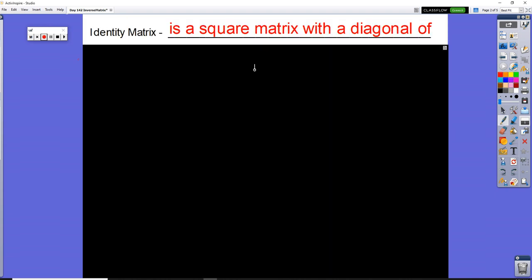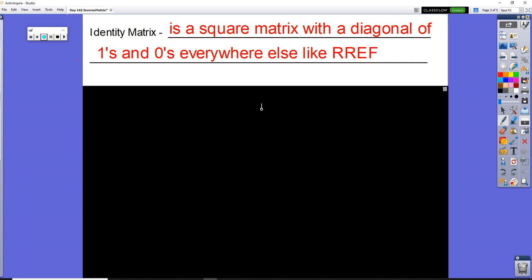Now, in order to go any further with the idea of inverses, I have to introduce you to another idea, which is an identity matrix. An identity matrix is a square matrix, again, square meaning the same number of rows and columns. So an identity is a square matrix with a main diagonal of 1s and 0s everywhere else. It looks exactly like what you get at the end of the reduced row echelon form. So that Gauss-Jordan process that we learned yesterday, the end product produced a diagonal of 1s and triangles of 0s below and above the main diagonal. That's what an identity matrix is.